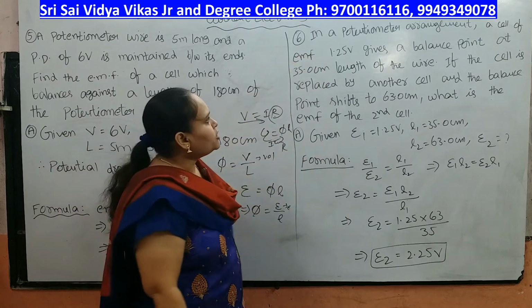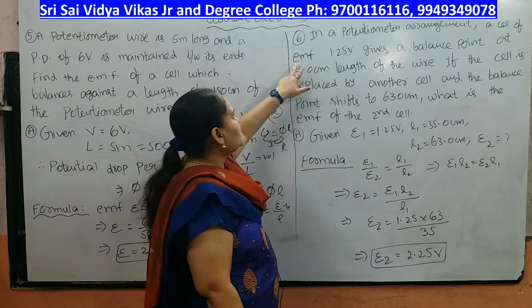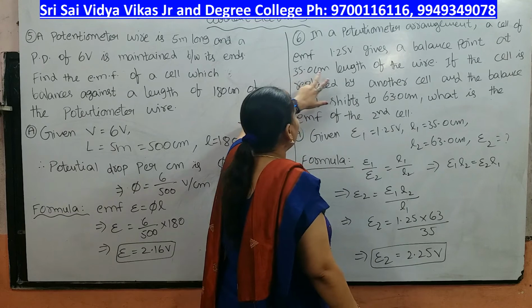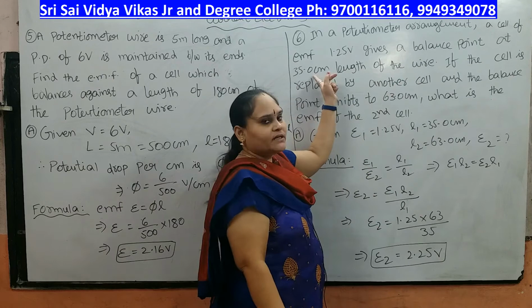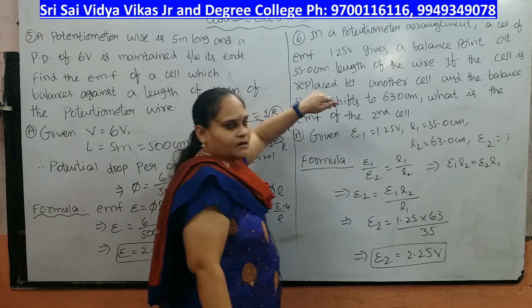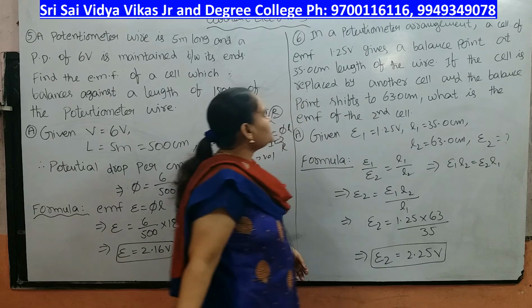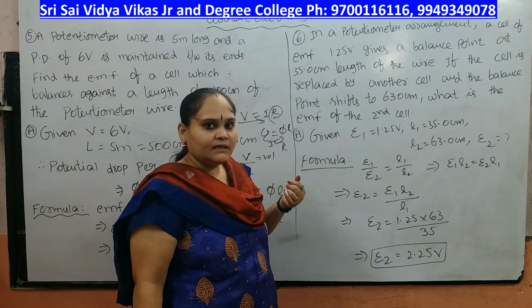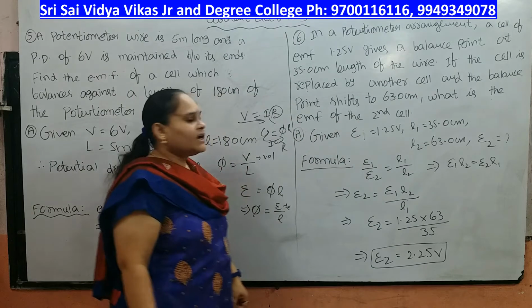Next one. In a potentiometer arrangement, a cell of EMF 1.25 volts gives a balance point at 35.0 centimeters length of the wire. Okay, one length is L1 equal to 35 centimeters. If the cell is replaced by another cell, the balance point shifts to 63 centimeters. In this, the balance point is 35 centimeters, then the cell is replaced by another cell, and at that point the balancing point is 63 centimeters. What is the EMF of the second cell?